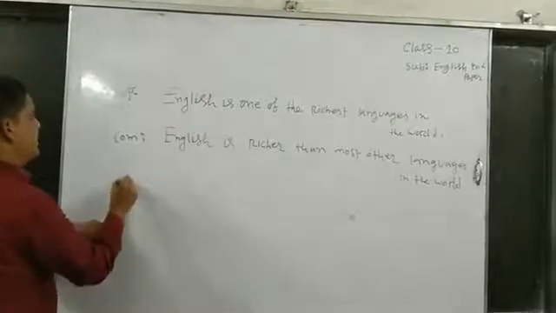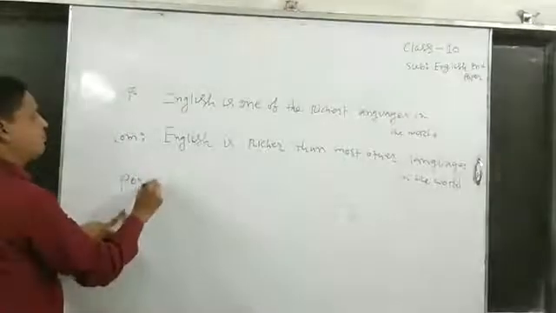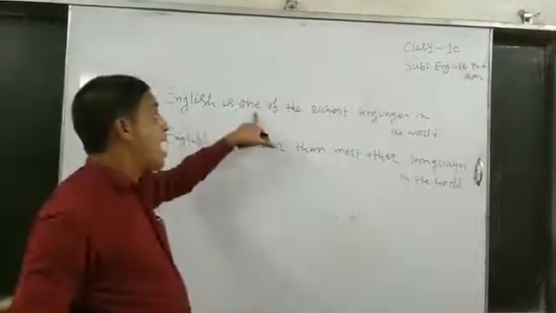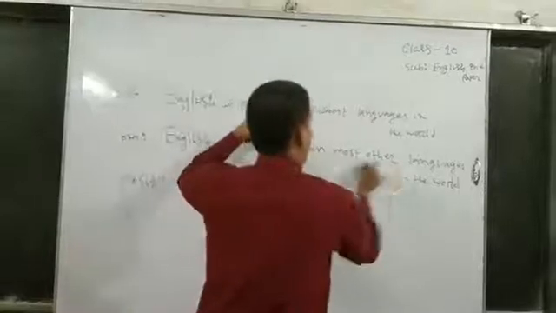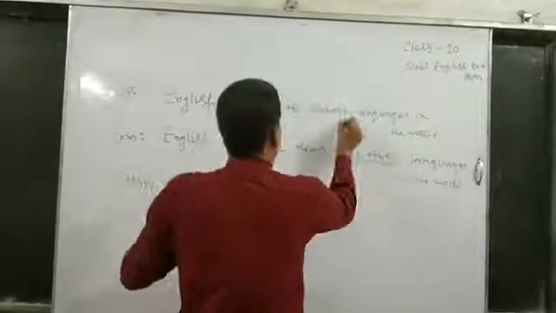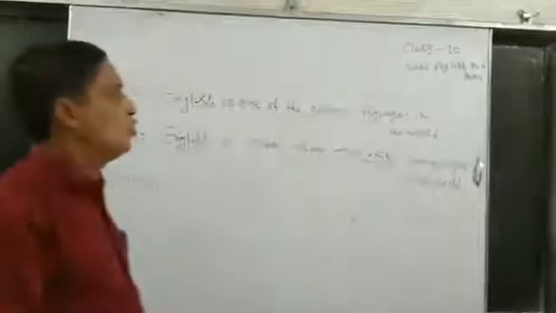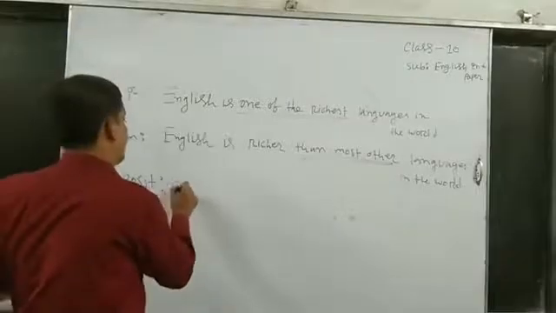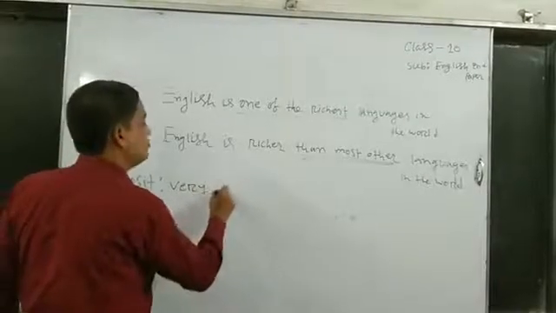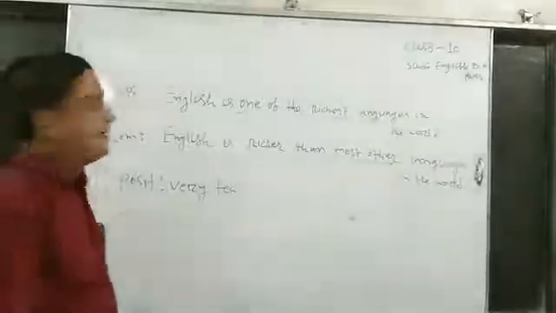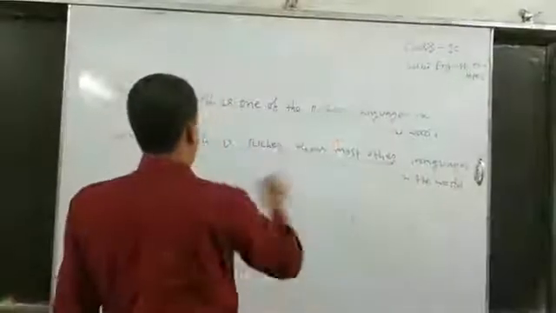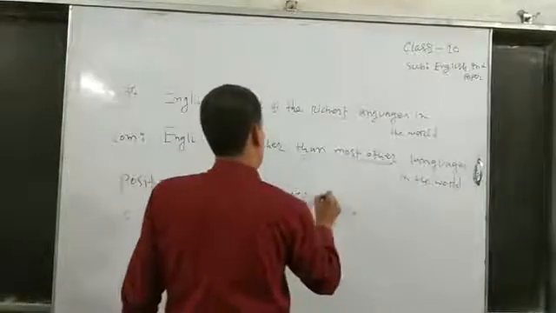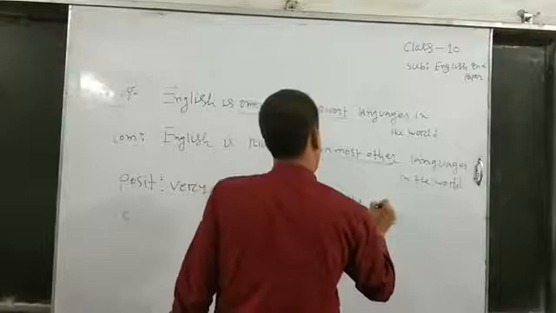Now, if we write positive, what can we do? If we got one of the, or than most other, then we have to write at the very beginning, very few. This is the rule. Then the last part of the sentence: very few languages in the world.